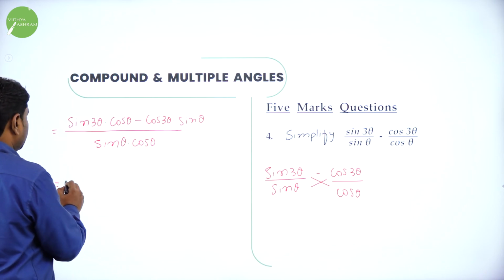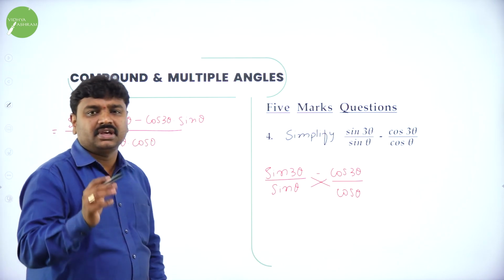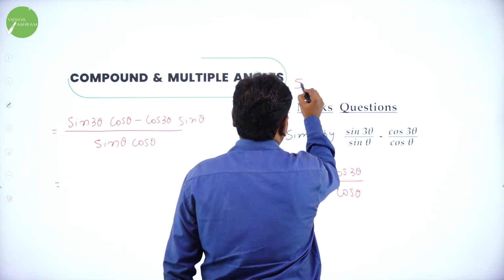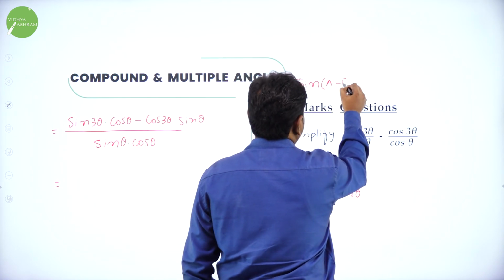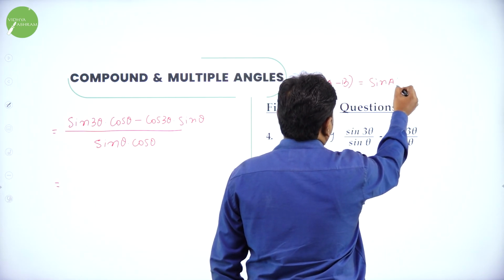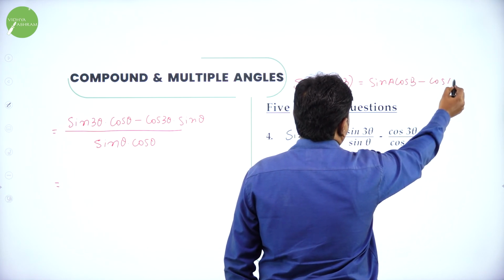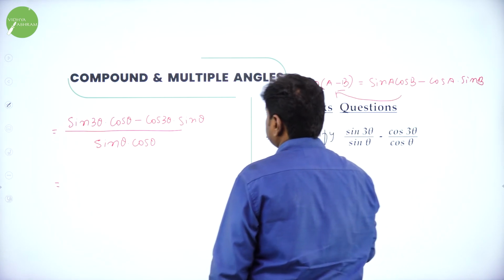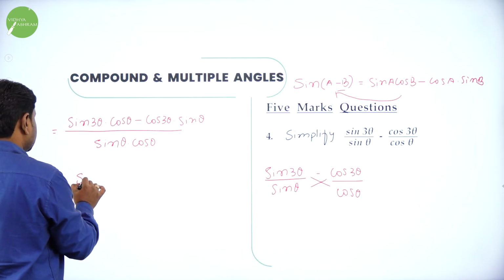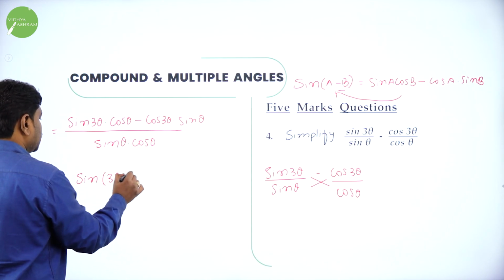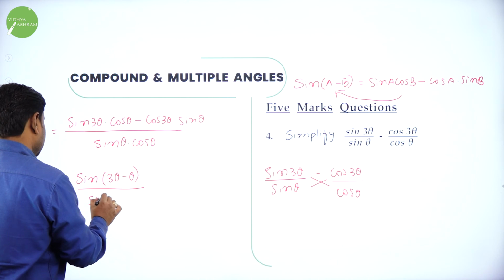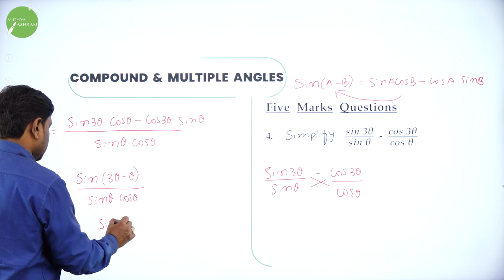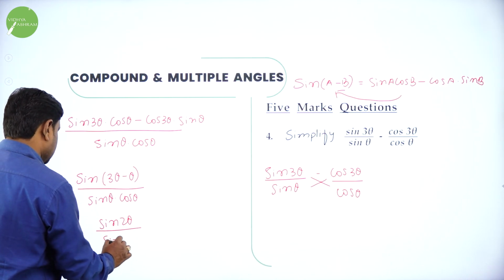Now it is in the form sin A cos B minus cos A sin B. What is sin A cos B minus cos A sin B? Sin of A minus B. If you know the formula for sin of A minus B, it is sin A cos B minus cos A sin B, or vice versa. So now this numerator I can write as sin of 3 theta minus theta divided by sin theta cos theta. Further, sin of 3 theta minus theta gives you sin 2 theta divided by sin theta cos theta.